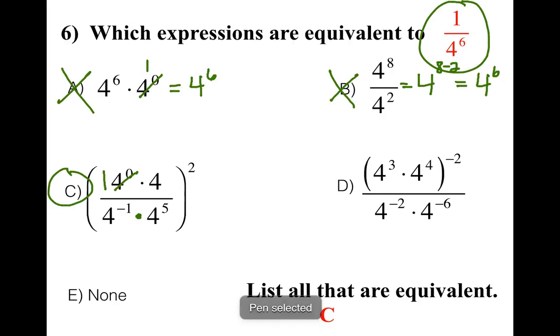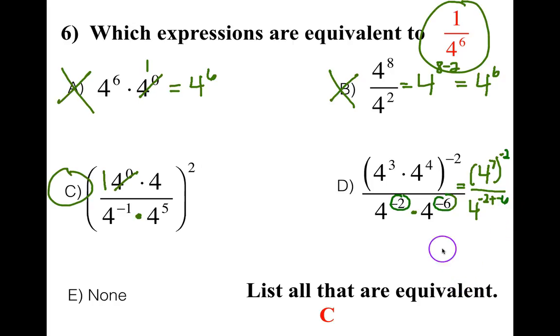Let's see. Again, we have to do what's inside the parentheses first. So this is going to become 4 to the 3 plus 4, which is 7, raised to the negative 2nd power. Over here, since it's being multiplied, we're going to add these exponents. So that's 4 to the negative 2nd plus negative 6. So now I'm going to be left with 4 to the negative 14th, because I multiplied 7 times negative 2, over 4 to the, well, negative 2 plus negative 6, it's going to give me a negative 8.